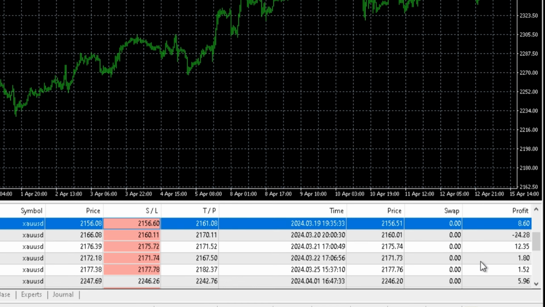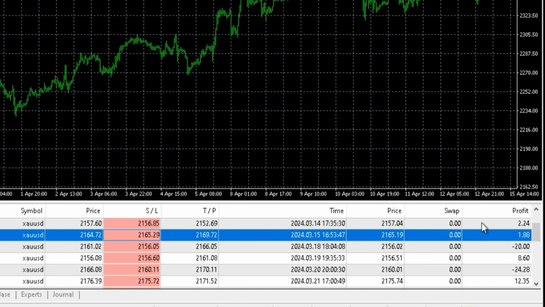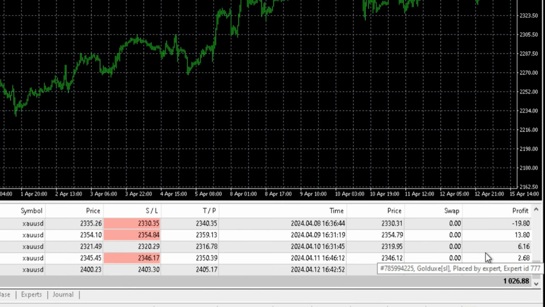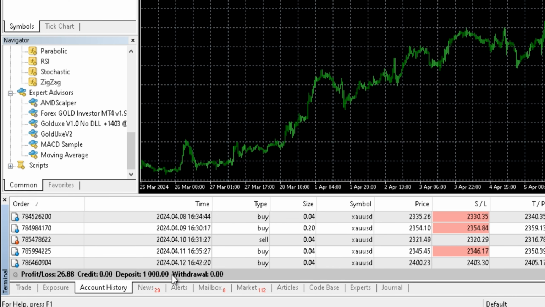In case you are wondering for how long it holds trades, it is usually a few seconds to a few minutes to a few hours. This EA turned initial deposit of $1,000 into net profit of $26.88. Had I used higher lot size, the profit would have been bigger.